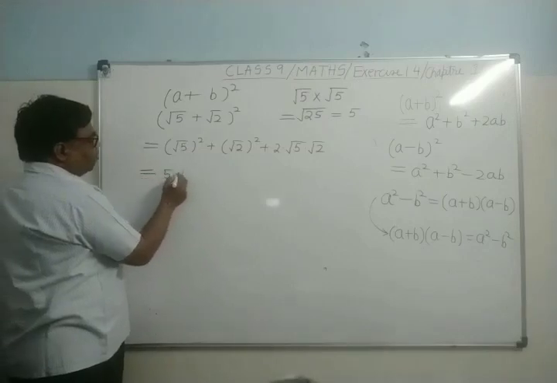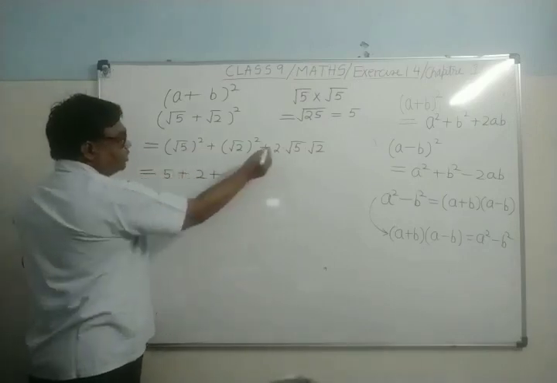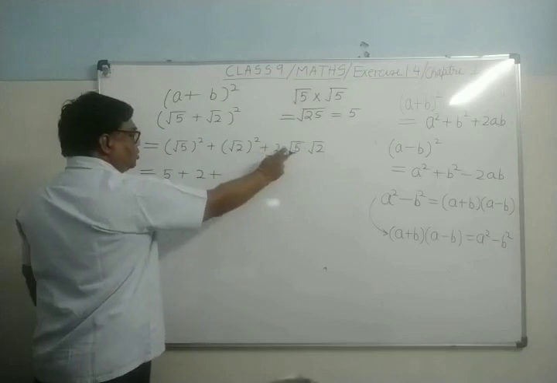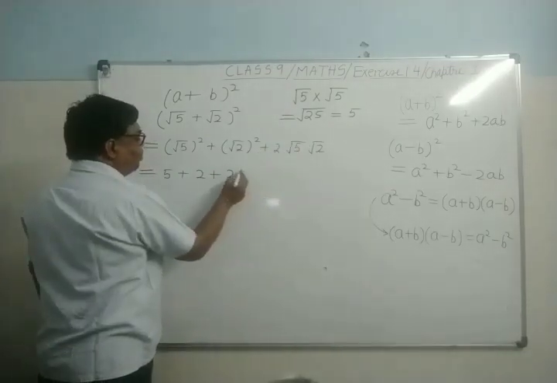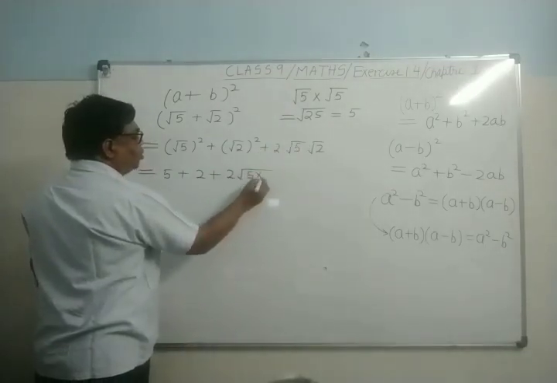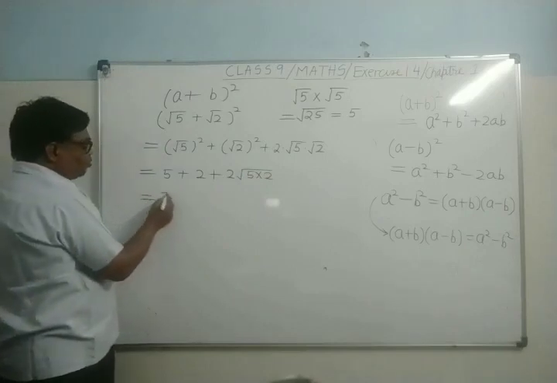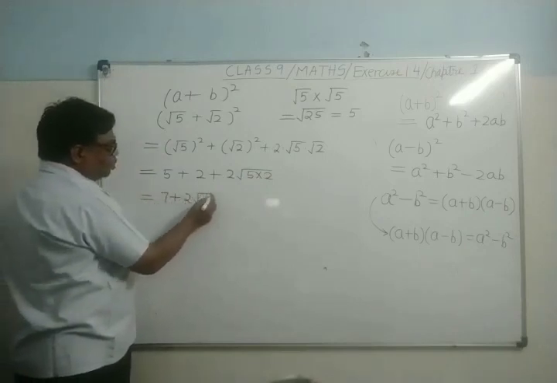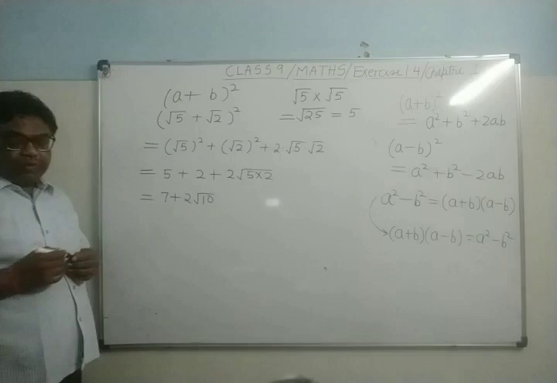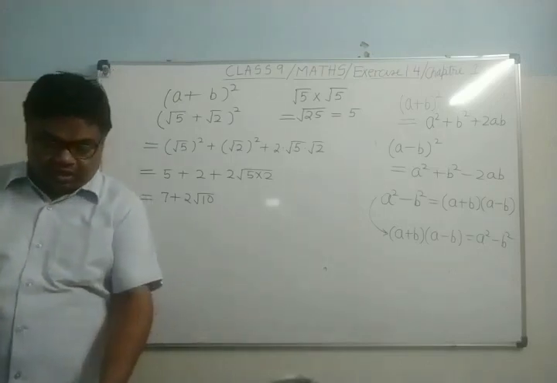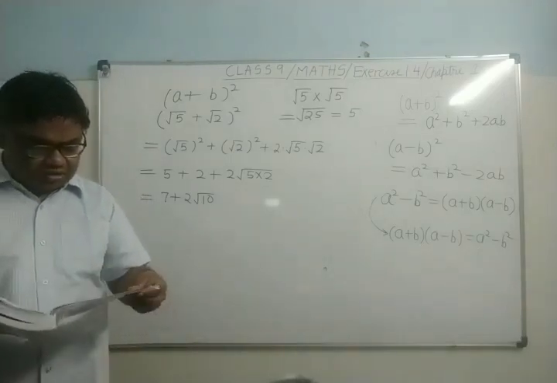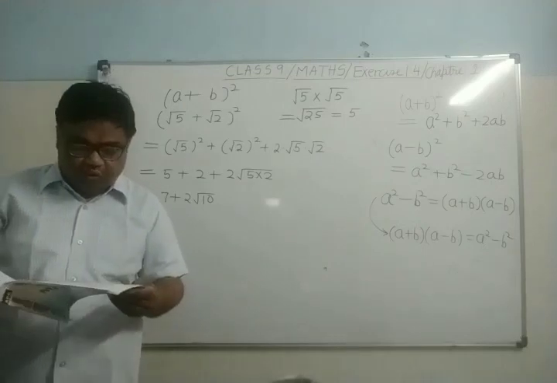Here 5 plus 2 plus root 5 into root 2. Surds of the same order, so it will be 5 into 2. So it will be equal to 7 plus 2 root 10. It is 7 plus 2 root 10. Is it clear?